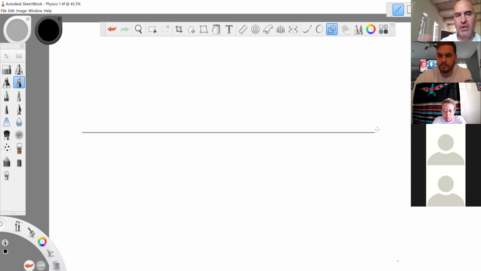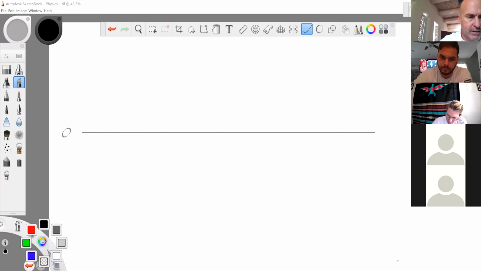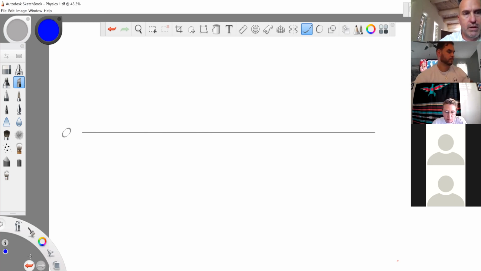Let me put a baseline in here. That always represents zero, whether it's zero centimeters or zero velocity, the baseline is always zero. And we think of how we draw these. Let's do a nice pretty color again. Blue.